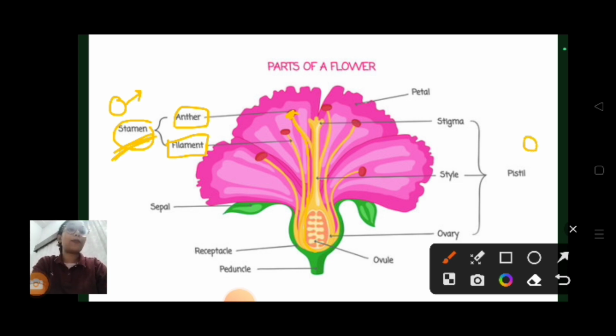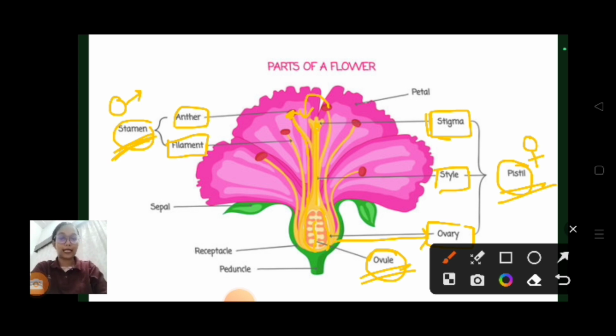And let us see the female reproductive system, known as the pistil. Pistils have 3 different structures. The first is called the stigma. This is your stigma, which will collect the pollen grains. The pollen grains will fall here. So the stigma is a receptor of the pollen grains, and then there is a tube-like structure called the style, and then the ovary. The swollen part is known as the ovary. And inside the ovary you have your small ovules.